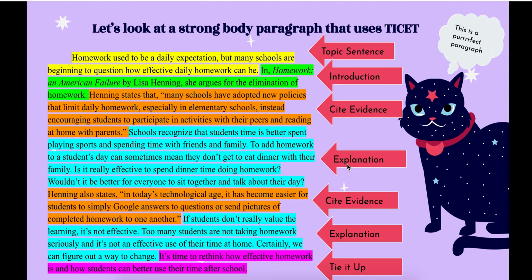We cite another piece of evidence. Henning also states, in today's technological age, it has become easier for students to simply Google answers to questions or send pictures of completed homework to one another. Explain it. If students don't really value the learning, it's not effective. Too many students are not taking homework seriously, and it's not an effective use of their time at home. Certainly, we can figure out a way to change.